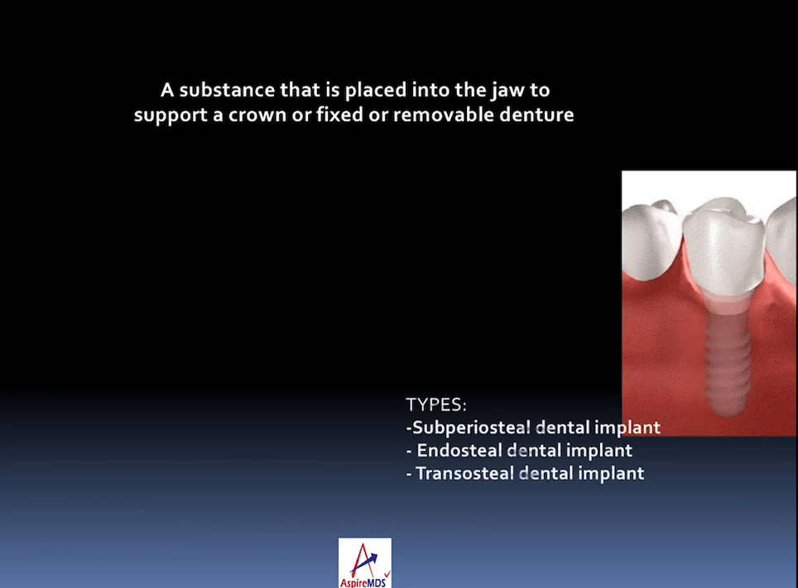It can be of various types. What we basically know is the subperiosteal implant, which lies on the bone. It is also called the epiosteal implant. Then we have the endosteal implants, which cross through only one cortical plate, hence the name endosteal dental implant. And the transosteal dental implants, which cross through both plates of the bone, hence they are called transosseous implants.